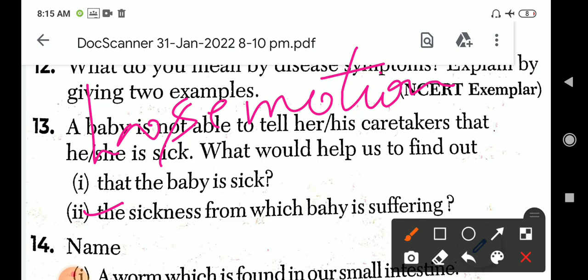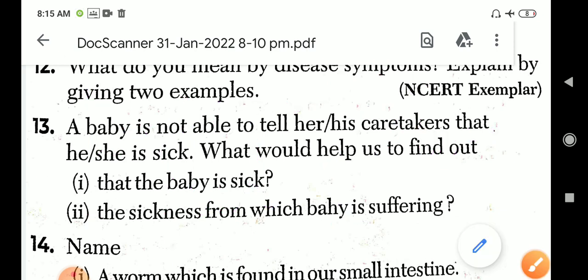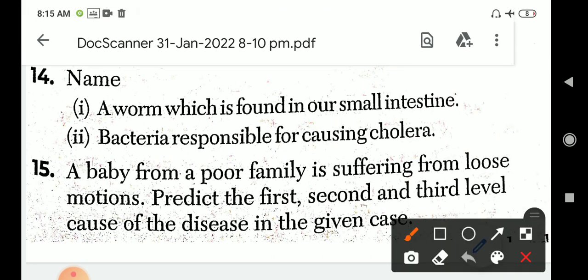Redness and persistent rubbing of the eye, then it may be eye flu, right? And if the skin is pale yellow and urine is also yellow, then jaundice may be there. Okay? Then the last is that we should go for the test, and according to the test we will come to the final decision.